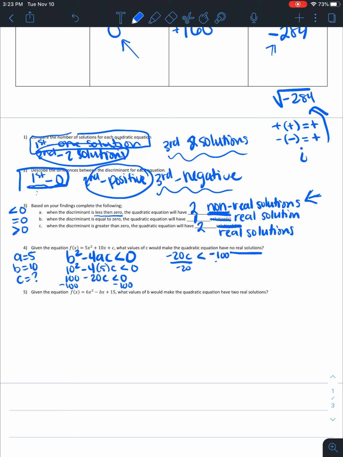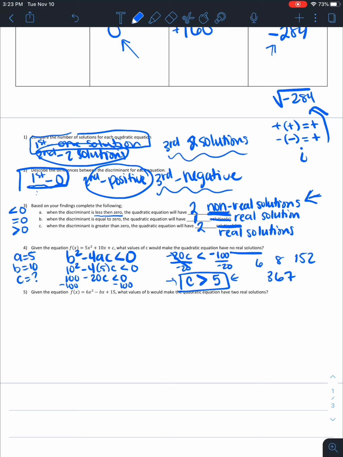I can divide by negative 20. When I divide, I have to flip my symbol since I divided by a negative number on both sides. Negative 100 divided by negative 20 is 5. So the values of c that would make the quadratic have no real solutions are any number bigger than 5. We could have 6, 8, 152, 367, any number, right? But this is the answer I'm looking for right here.